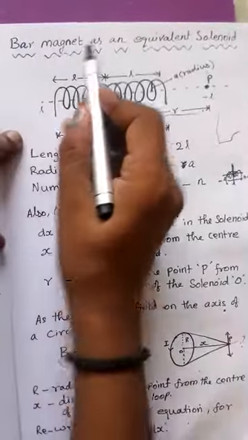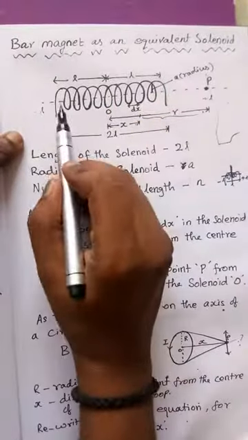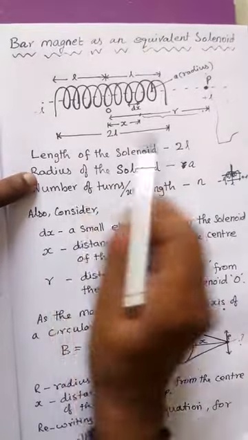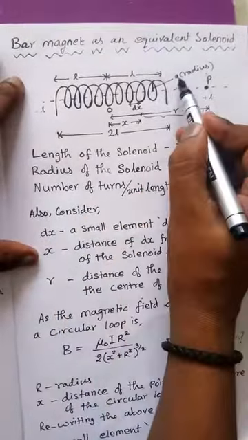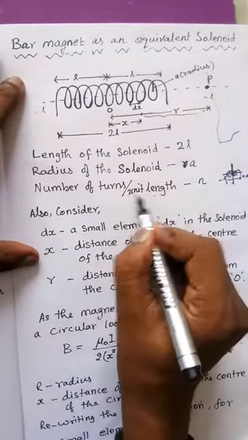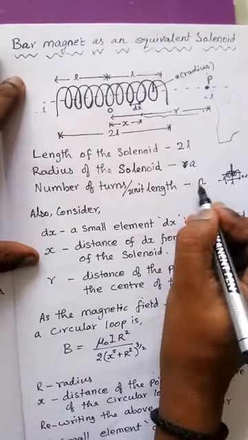Next question, bar magnet as an equivalent solenoid. Let us consider one solenoid. The length of the solenoid is 2L. The radius of the solenoid is A, small a. The number of turns per unit length is N.